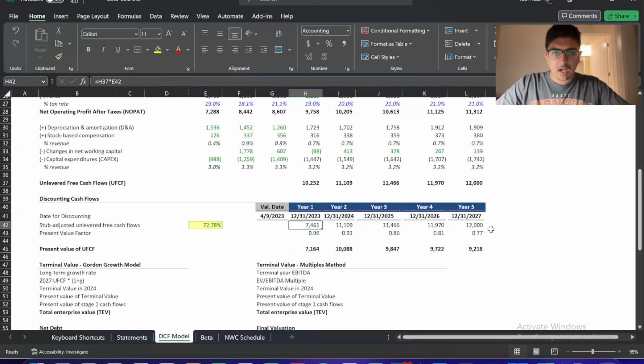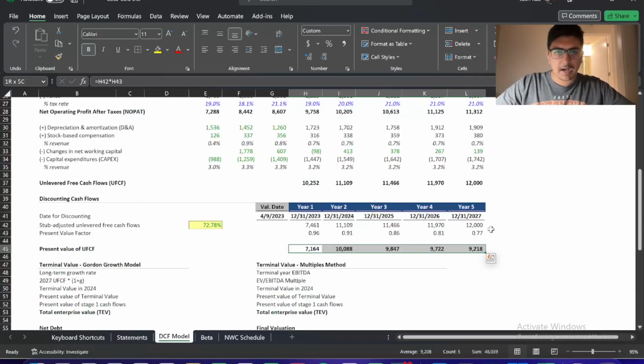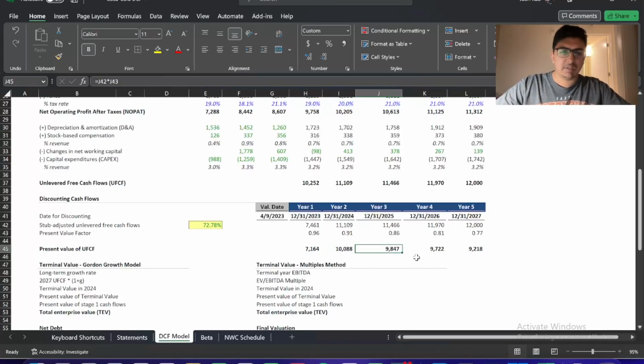And that's it. So now we've taken future cash flows and we've multiplied them by their appropriate present value. So what does this number mean? What does this 9,847,000,000 mean compared to 11,466,000,000? 11 billion here means this is how much cash Coca-Cola is going to be generating in the year 2025. But 11 billion in cash in 2025 is worth 9.8 billion today. That is what this means.